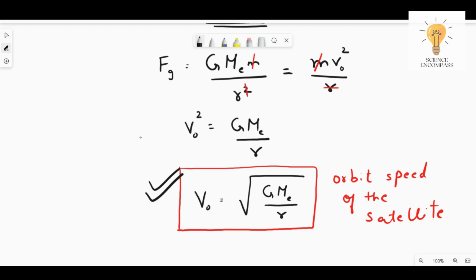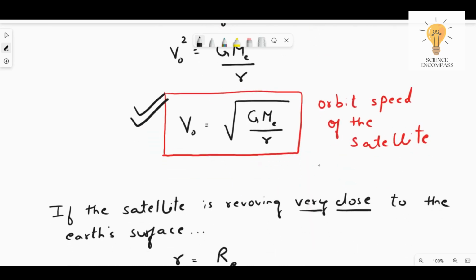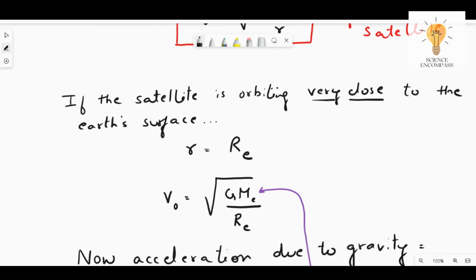Okay, so in this case, we got v naught squared out and we wrote everything as it is, and we got this squared taken off, and instead we have put a square root, and we came out with the orbital speed of the satellite at some distance. If the satellite is orbiting very close to the Earth's surface, then instead of taking that little r, we have given it the bigger R. We have taken the distance between that satellite and the center of the Earth to be the radius of the Earth.